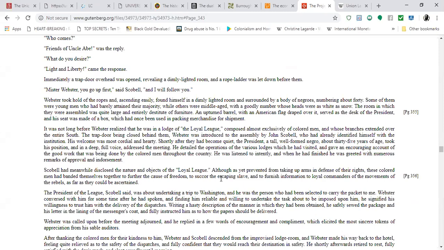Scoble, meanwhile, had explained the nature of the object of the Loyal League, although as yet prevented from taking up arms in defense of their rights. These colored men had banded themselves together to further the cause of freedom, to succor the escaping slave, and to furnish information to loyal commanders of the movements of the rebels as far as could be ascertained. The president of the League, Scoble said, was undertaking a trip to Washington. He is the person selected to carry the packet for me. Webster conversed with him for a short time and, after speaking, found him reliable and willing to undertake such a task. He signified his willingness to trust him upon the delivery of the dispatches.